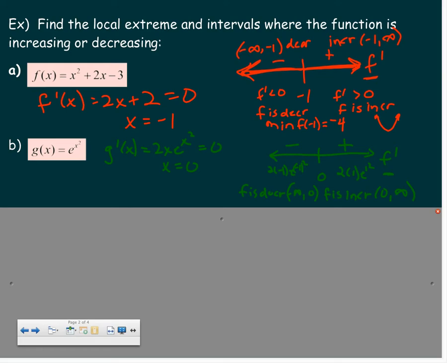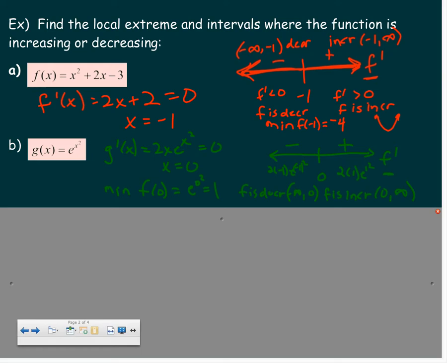Now, think about this. If f went from decreasing to increasing, is there a max or a min at 0? Right, minimum. So there's a minimum value at f of 0. Now, to find f of 0, we're not using the derivative. We're actually using f. Well, excuse me, it should be g. But g of 0 would be e to the 0 squared, which is 1. So that is our minimum because we went from decreasing to increasing.